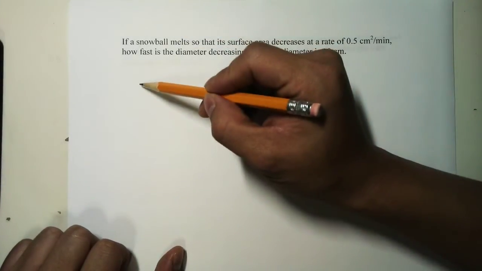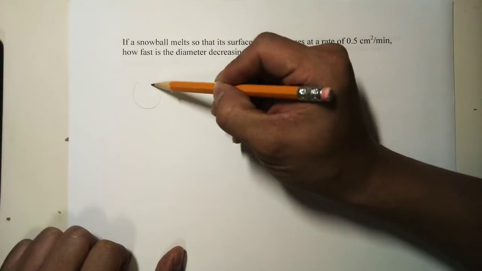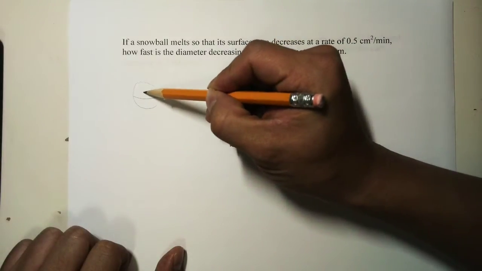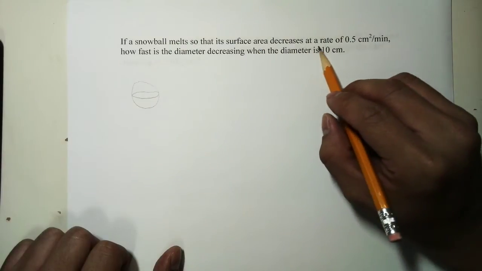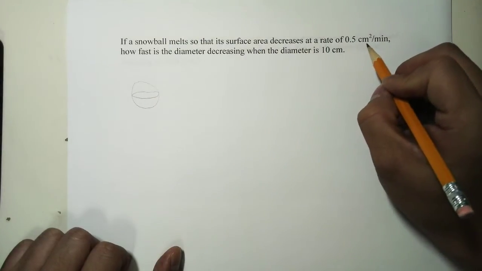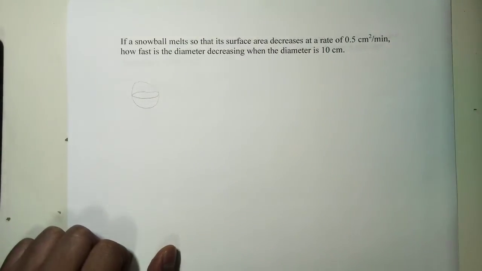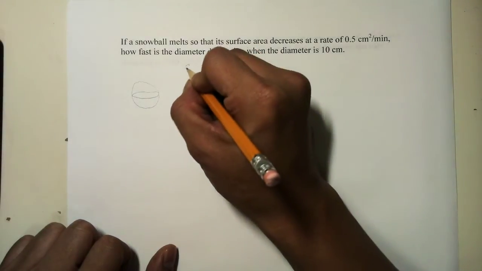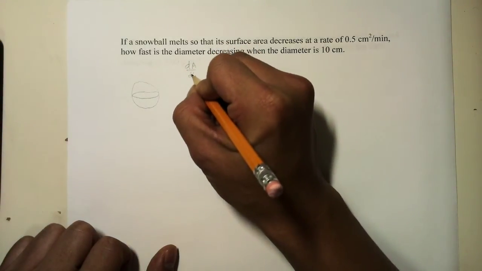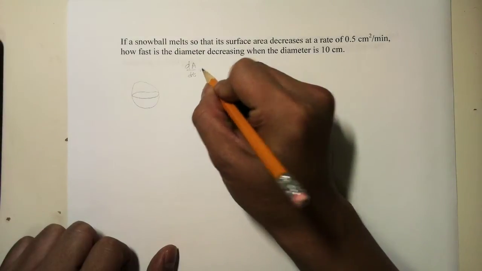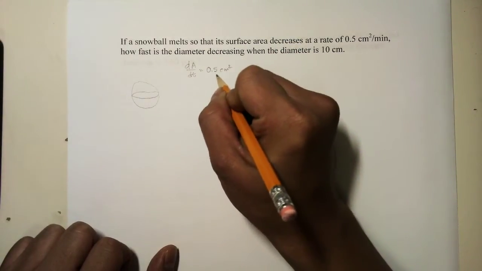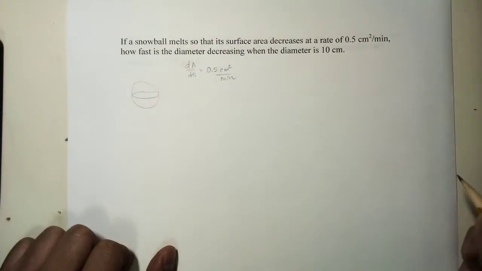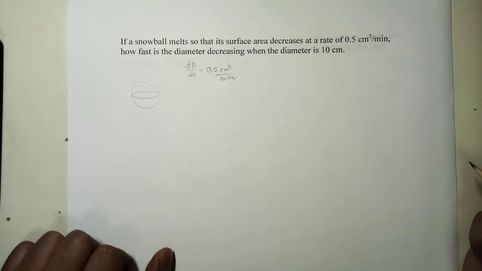So we have a snowball, so it's going to be a sphere. Okay, let's go ahead and draw a sphere. The surface area decreases at a rate of 0.5 centimeters squared per minute. So we have dA/dt equal to 0.5 centimeters squared per minute. Okay, and then we have how fast is the diameter.